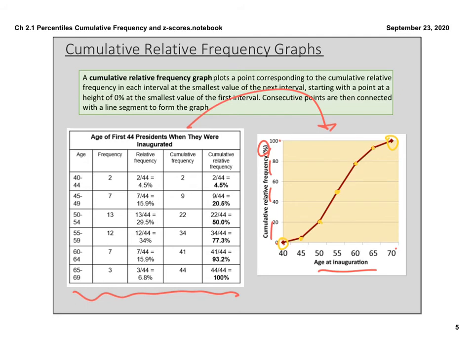So you can see that at the age of 44, actually 45, that's where they marked the 4.5, because at the end of the first interval, the 44, was where the 4.5% was. Then if you go all the way up to 49, you're at that 20.5. Then if you go up to 54, you're at 50%. Then if you go up to 59, you're at the 77.3. If you go up to 64, you're at 93.2, and going up to 69 is 100. Okay, so they're all the way up at 100% there.